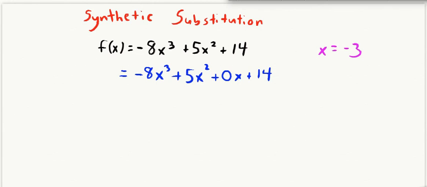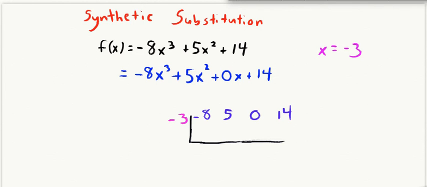All right, so we are going to make our noodle lumpus here to start our synthetic substitution. The first thing we do is look at the x that they gave us. It's negative 3. So outside of the noodle lumpus, on this side here, we put a negative 3, because that's what we're going to multiply by in all of the steps. The next step is that we bring down all of our coefficients. We're going to have negative 8, 5, 0, and 14. So we've set it up now.